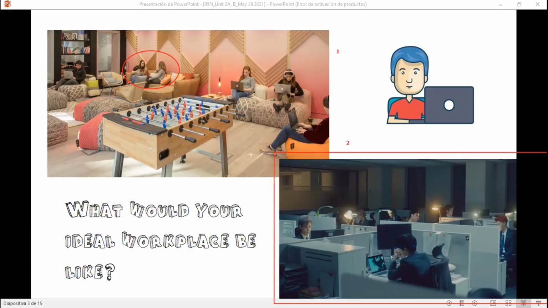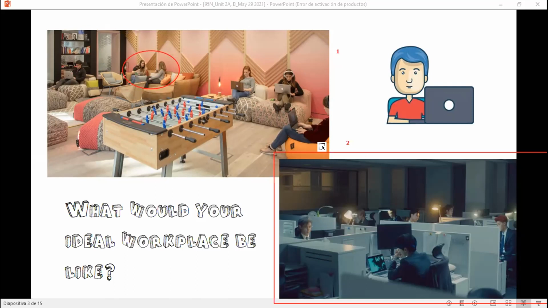Now that you saw the two phases of working, yes, we can see that here we have two phases of working. Can you think about this question, guys? What would your ideal workplace be like? ¿Sí? ¿Cómo sería su lugar de trabajo ideal? What would it be? What would it have? ¿Qué tendría? ¿Cómo sería? Think about that, because later Luisito is going to help me with the answer. What would your ideal workplace be like?